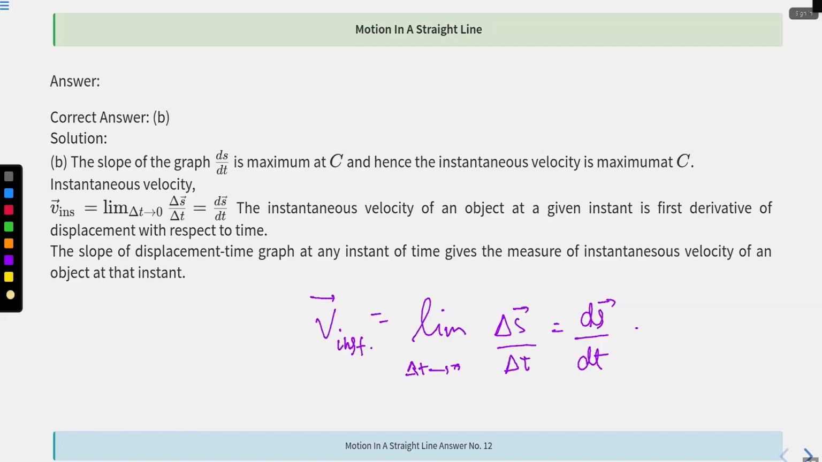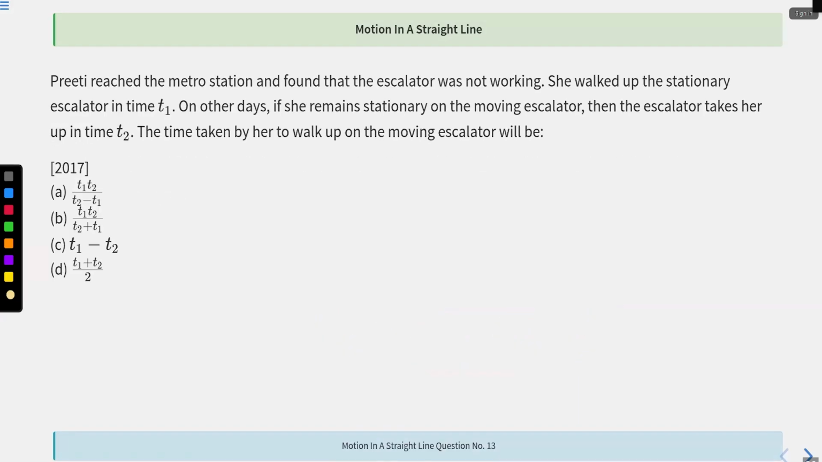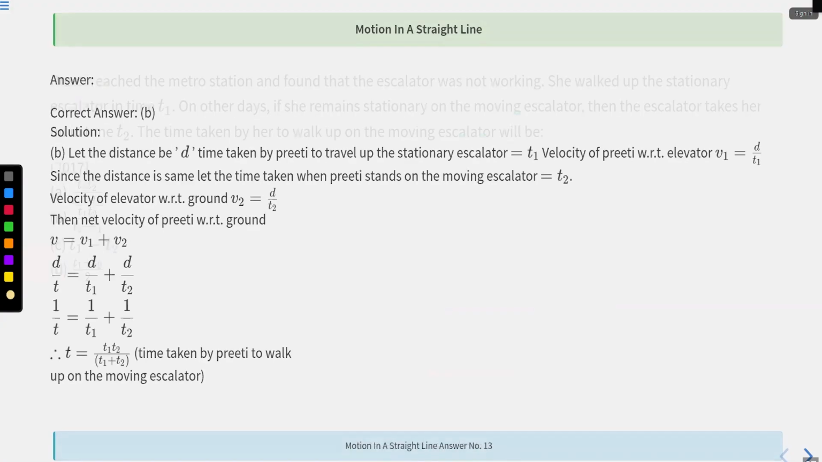Fine. Let's move to the next question. Preeti reached the metro station and found that the escalator was not working. She walked up the stationary escalator in time t1. On other days, if she remains stationary on the moving escalator, then the escalator takes her up in time t2. Then what is the time taken? Simple. Just calculate velocity: v is equal to v1 plus v2. That is, distance by time is equal to distance by time 1 plus distance by time 2. So you compute velocity v1 and velocity v2 with respect to distance and time in their own individual cases and equate them in the final time equation.